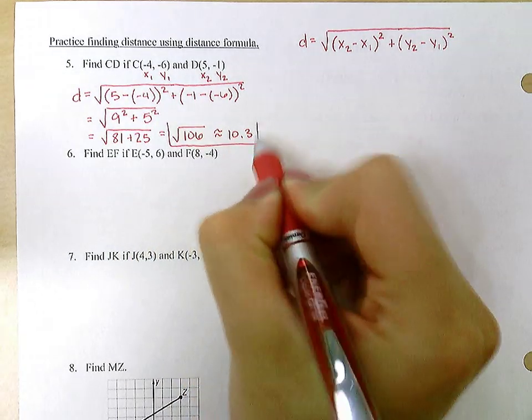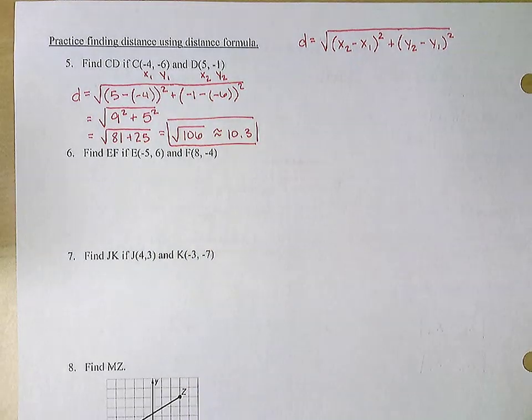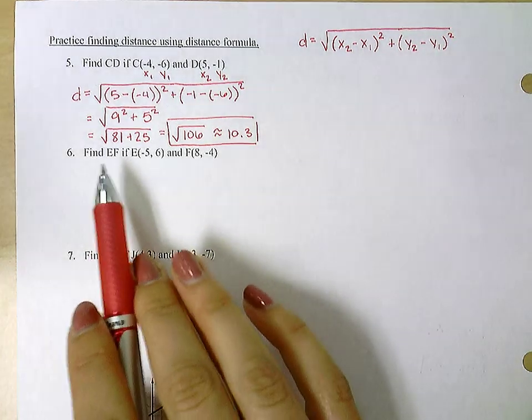Okay, so again, don't need to plug it into your calculator. I always write both. You can just leave it in that radical symbol. It is the more exact answer. Okay, questions on number 5? All right, then number 6, we're doing the same thing.